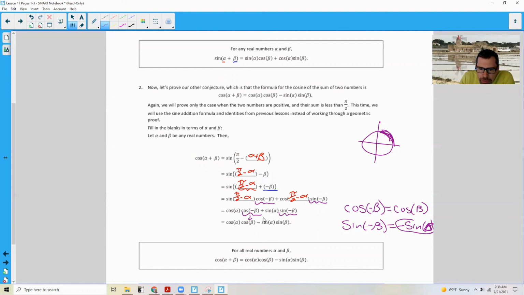So they kind of skipped a step here. If I had in between here, plus sine alpha times a negative sine of beta, a positive times a negative gives you this negative. Okay, so that's where that came from.